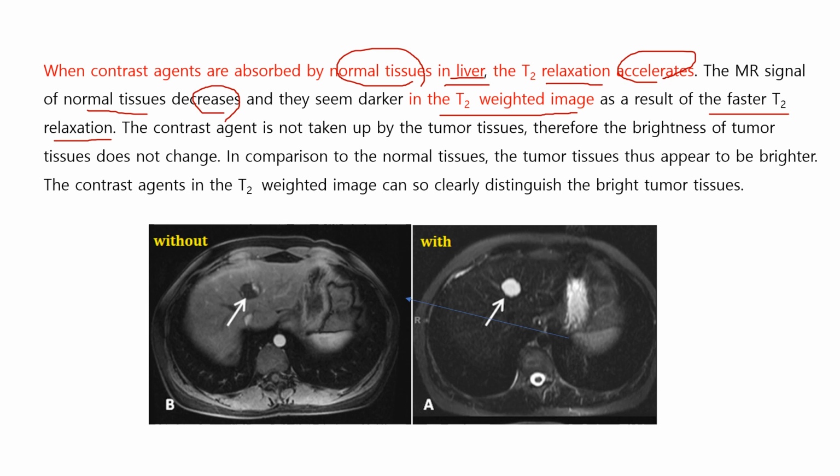The contrast agent is not taken up by the tumor tissues, therefore the brightness of tumor tissues does not change. In comparison to the normal tissues, the tumor tissues just appear to be brighter. The contrast agent in the T2 weighted image can so clearly distinguish the bright tumor tissues.